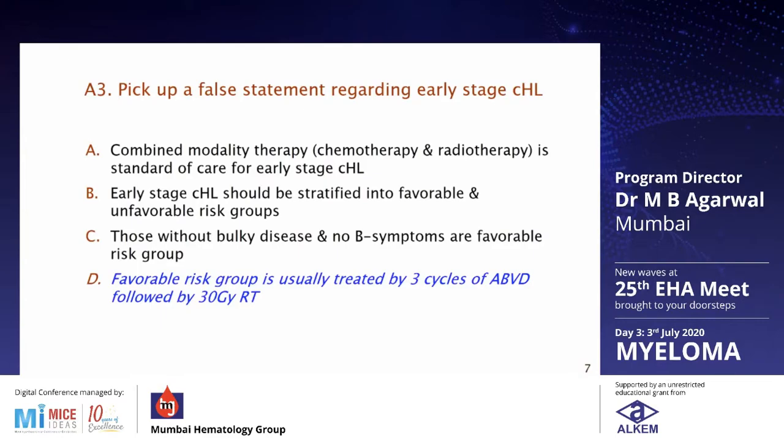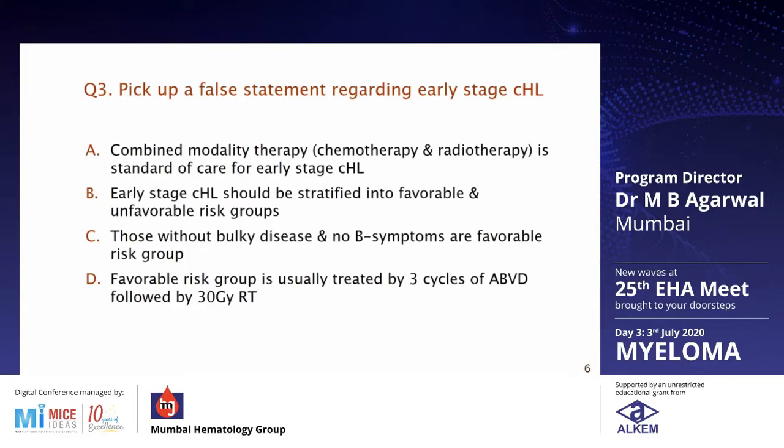So we now have the third MCQ on Hodgkin lymphoma. Once again, you have to pick up the false statement regarding early stage classical Hodgkin lymphoma. So you have 4 options. Kalpesh, can we go to the question? So we have got 4 options here.